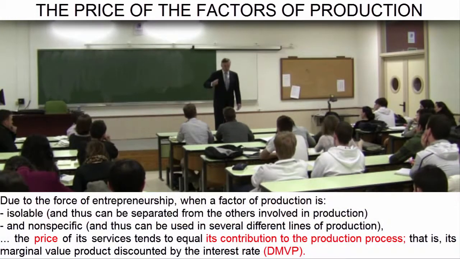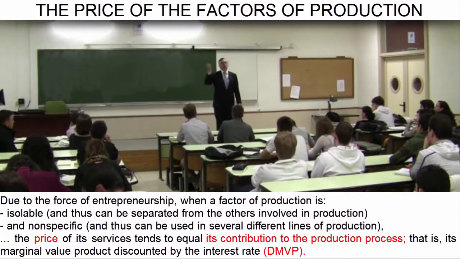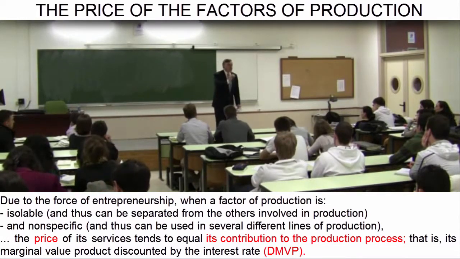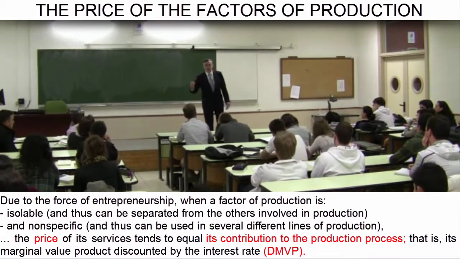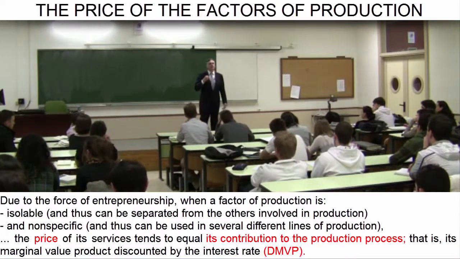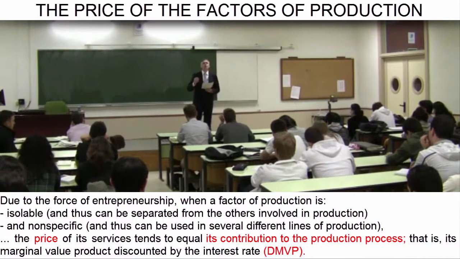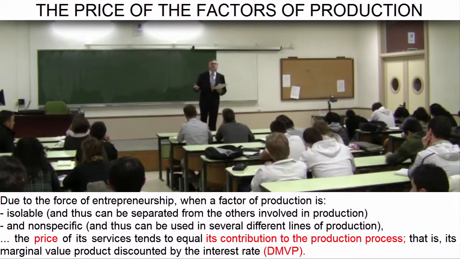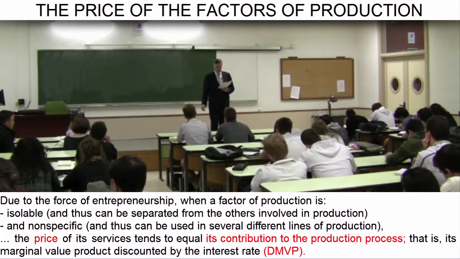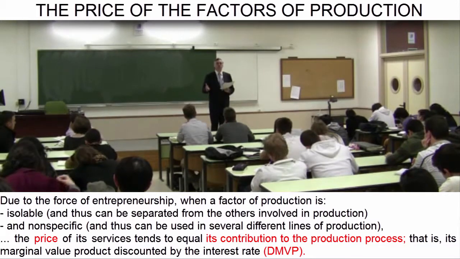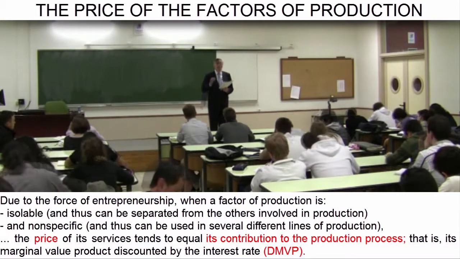Today, I am going to explain this principle by examining the process that takes place. The essential principle is as follows. When a factor of production is isolable, like any one of us who does not work with a partner, as Tip and Cole did, when a factor is isolable and non-specific, and thus we are useful in different lines of production, we are versatile, the market price of that factor's services tends, since all economic laws are laws of tendency, ceteris paribus, other things being equal, the price of its services tends to be equal to what we will call the discounted marginal value product.